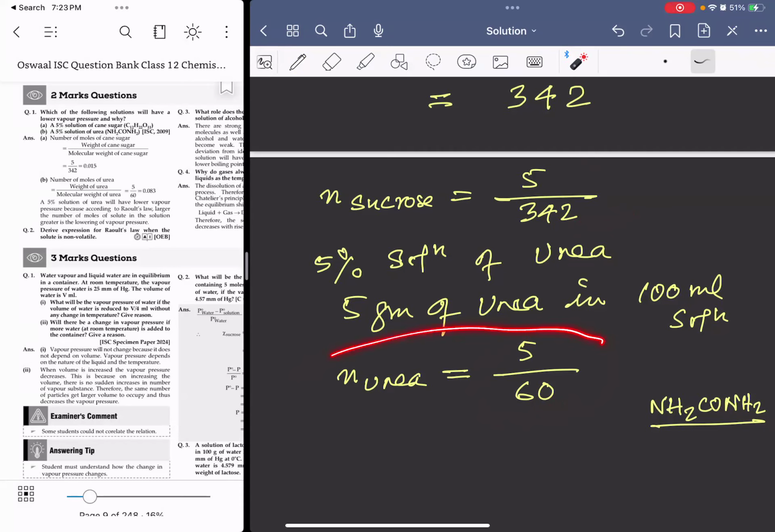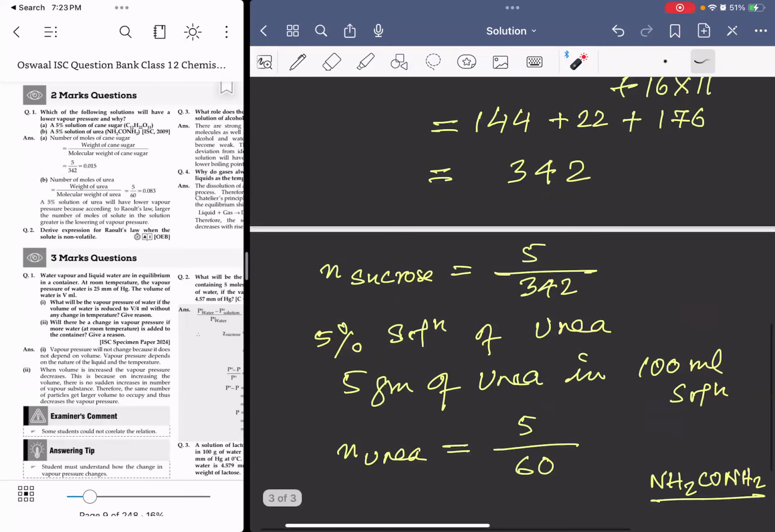And when urea has larger number of moles, colligative property depends on number of moles. That means urea will have more depression, more lowering of vapor pressure. So which one will show lower vapor pressure? Naturally, the one which has higher number of moles. That means urea will have lower vapor pressure. So I think you understood how we calculate.